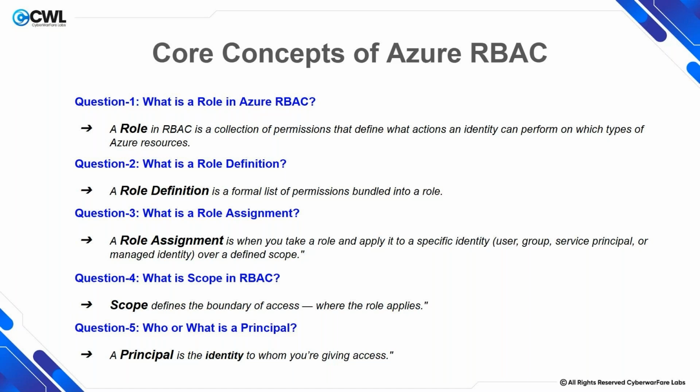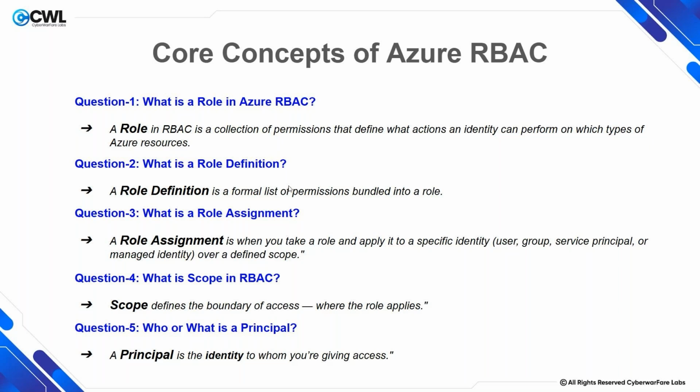I just want to give a best practice here. So assign roles at the lowest possible scope needed. This follows the principle of least privilege. So it is very important to know what resources, what permissions a particular identity requires, and at what level it is required. Okay.